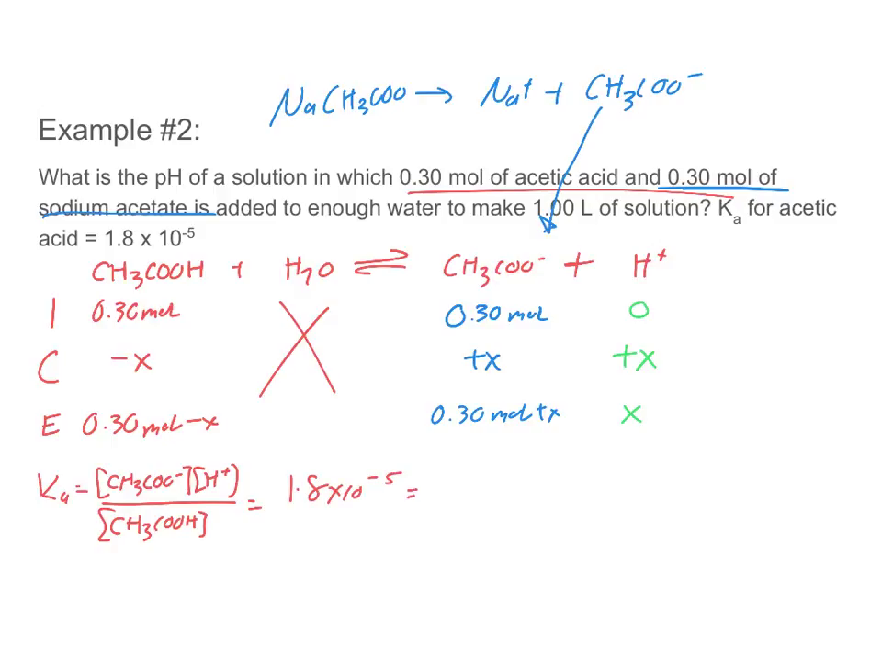Minus 5. I'm going to now have on top 0.30 moles plus X, X, and 0.30 moles minus X. So, as we talked about yesterday or the day before or whatever day it was, we are going to once again assume that X is too small to be significant or less than 5%. So we assume that that's gone, and as a result of that, 0.3 divided by 0.3 is 1. So that gives me my value for X to be 1.8 times 10 to the minus 5.